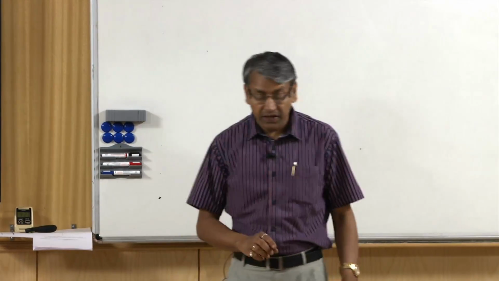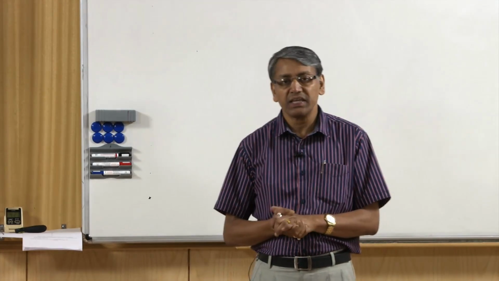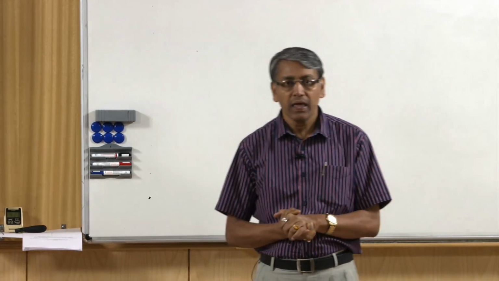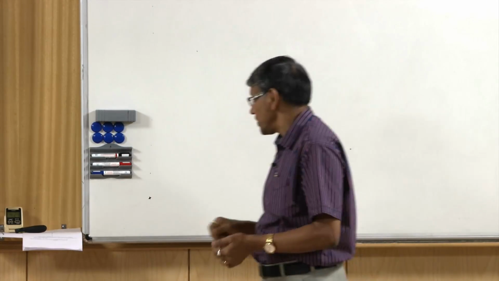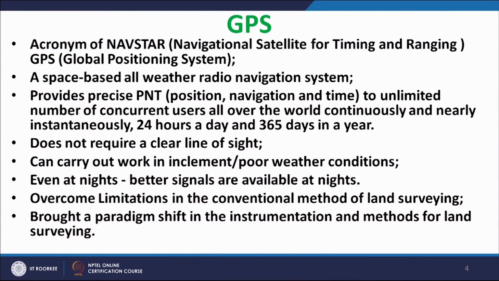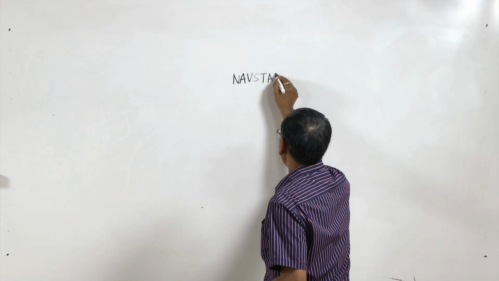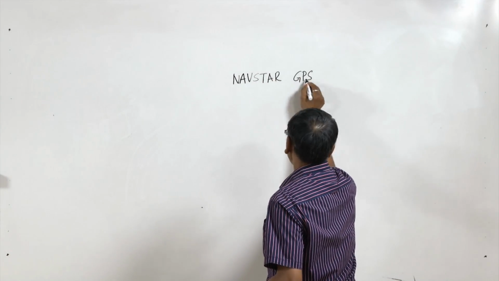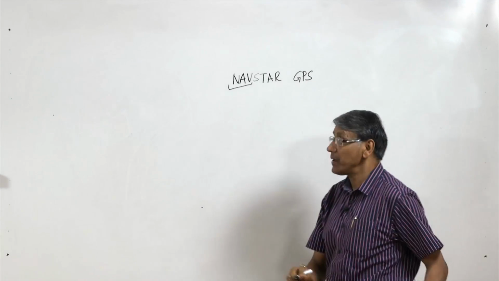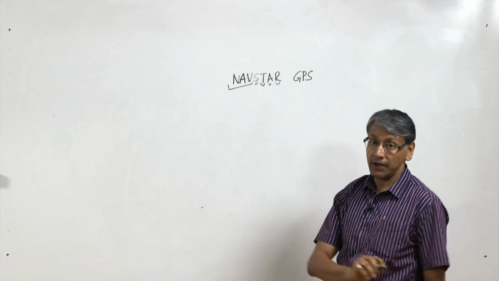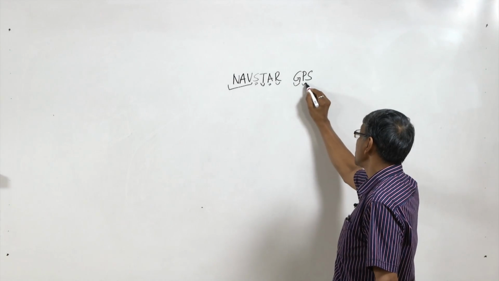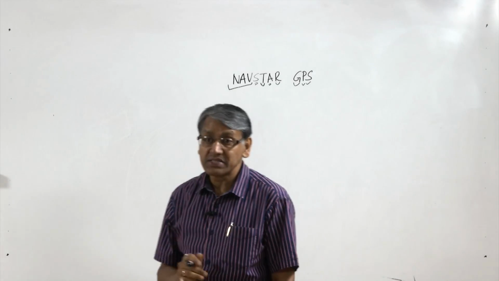So the latest developed system which scientists, engineers and surveyors want to apply in surveying is the Global Positioning System, GPS. Actually its full name is NavStar GPS. NavStar stands for Navigational Satellite for Timing and Ranging, and GPS means Global Positioning System.